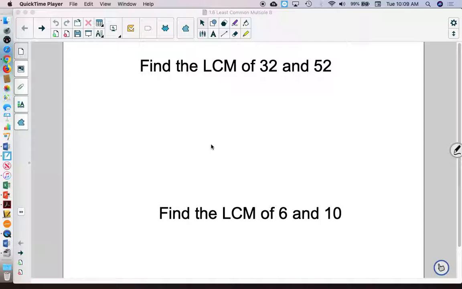You found a factor. If it's smaller than what you started with, you know it's a factor. Okay? When you're finding the LCM of something, if the number you come up with is smaller than the two numbers you started with, you know you've done a factor and not a multiple. Okay?